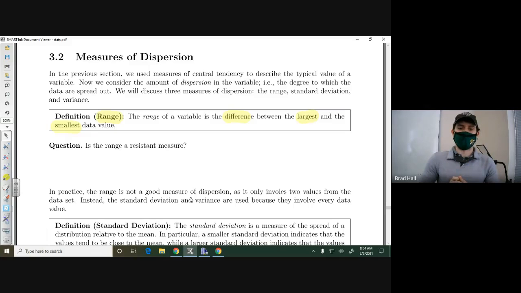Instead, I pose a question. Is the range a resistant measure? So remember, resistant, I defined that the last class period. That means if you throw in an extreme value, either an extreme low value or an extreme high value, does that affect the measure? So you're saying yes. And it turns out the range is a resistant measure.